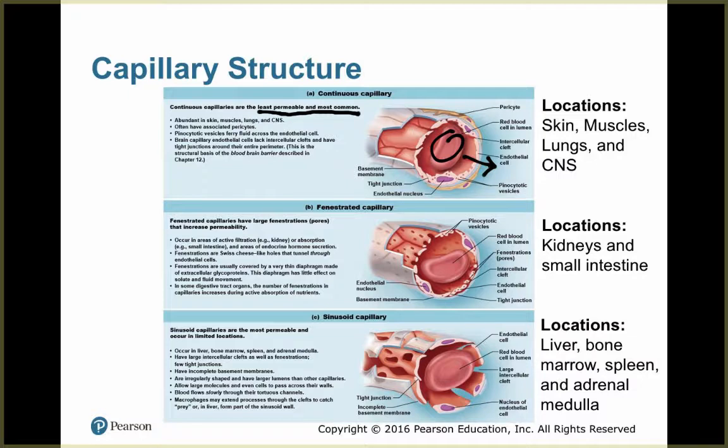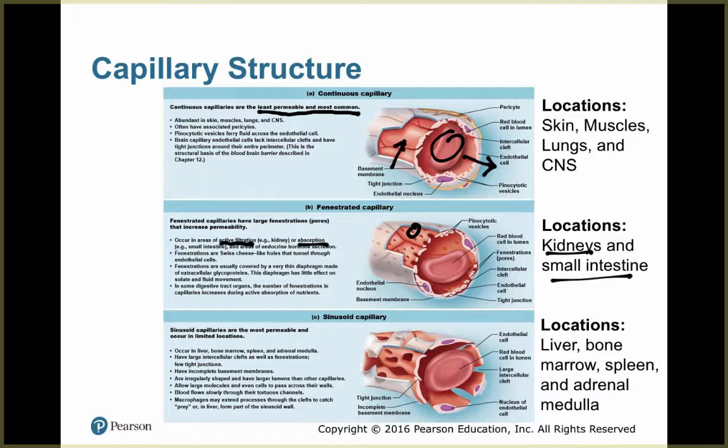Fenestrated capillaries basically have these really large pores. So do you see these? You don't see them here, right? So you get these super large pores there. These guys are going to be located in the kidneys and small intestines, or areas that you need active filtration or absorption, right?